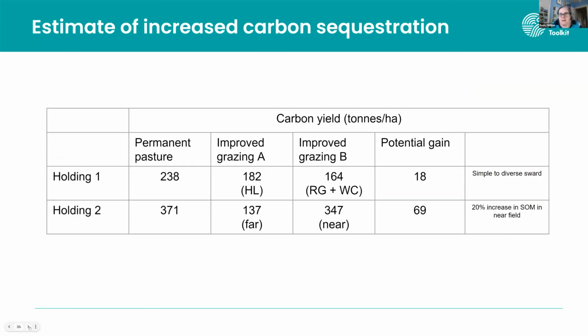So what does that look like in terms of improved carbon sequestration? So again, you've got that first holding where they've done a bit of reseeding. We can see the difference there in terms of the change in soil organic matter. And we can see that they've got a 20% increase in that soil organic matter in the near field. And we can see that again in that other one where they've got herbal leys in there, herbal leys which are appropriate for upland environments. Again, we've got all of those different ways where we can now start to put some numbers on some of these things moving forward.